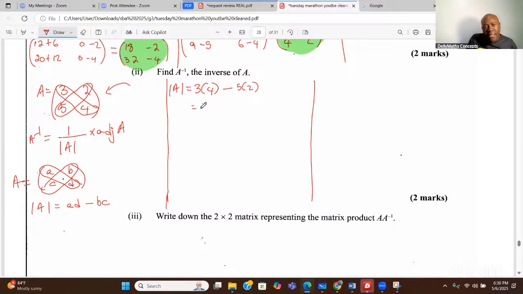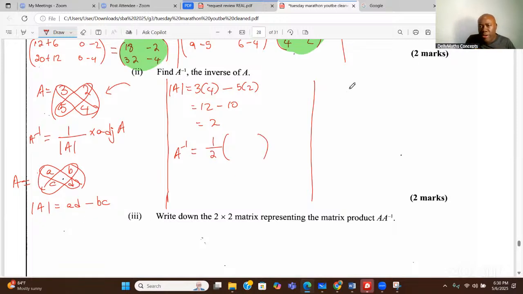So basically, that's 12 minus 10, and it's equal to 2. That is the determinant of the matrix. Now, to write the inverse, we're just going to flesh this out. The inverse is to put 1 over your determinant, 1 over 2, and then you're going to multiply that by the adjoint. Now, remember what the adjoint is.